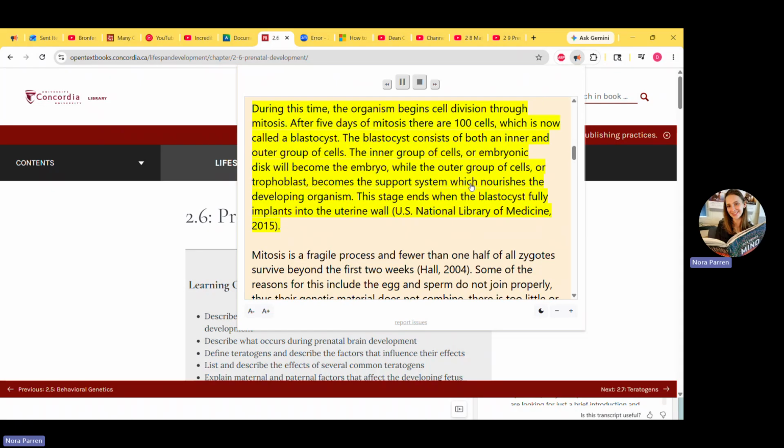During this time, the organism begins cell division through mitosis. After 5 days of mitosis there are 100 cells, which is now called a blastocyst. The blastocyst consists of both an inner and outer group of cells. The inner group of cells, or embryonic disc, will become the embryo, while the outer group of cells, or trophoblast, becomes the support system which nourishes the developing organism. This stage ends when the blastocyst fully implants into the uterine wall. U.S. National Library of Medicine, 2015.